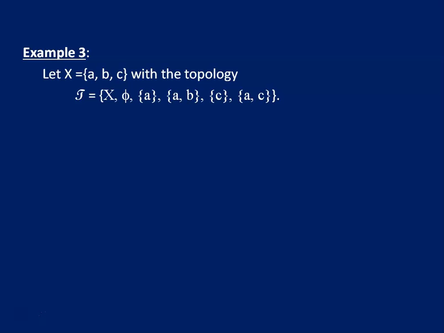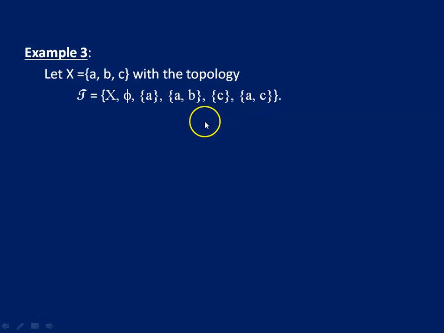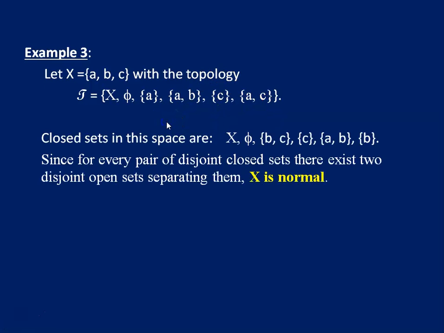Here we have an example. Let X be the 3-point set {A, B, C} with the topology tau. Here we have, these are the open sets in this topology. We have 6 open sets here. Now the closed sets in this topological space are the whole space, the empty set, the set containing B, C, the singleton set C, the set containing A, B, and the singleton set B.